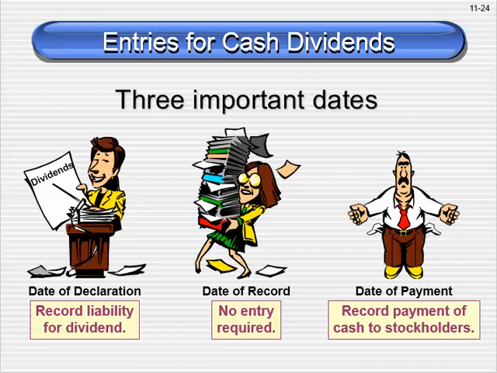Let's look at the entries associated with cash dividends. There's 3 important dates. First one is the date of declaration. This is the date that the company decides they're going to pay a dividend, and on that date they have to record a liability for that dividend. Then they will schedule a date of record. So whoever happens to own the stock on that particular date are the ones that are going to actually receive the payment. And there's no journal entry on the date of record. And then we have the date of payment. This is when they actually make the payment to the stockholder. So let's look at what each one of those look like.